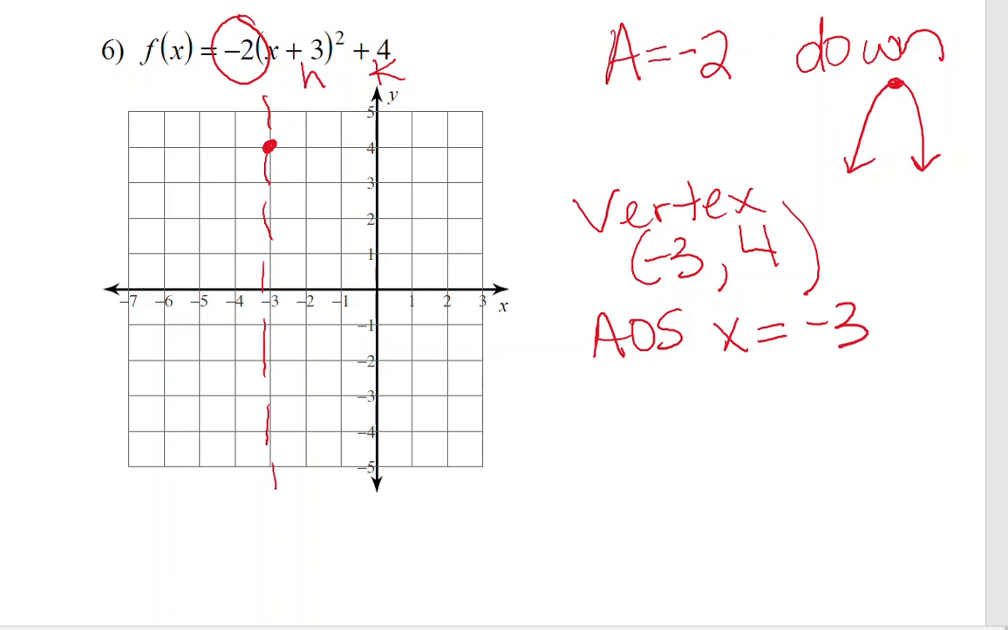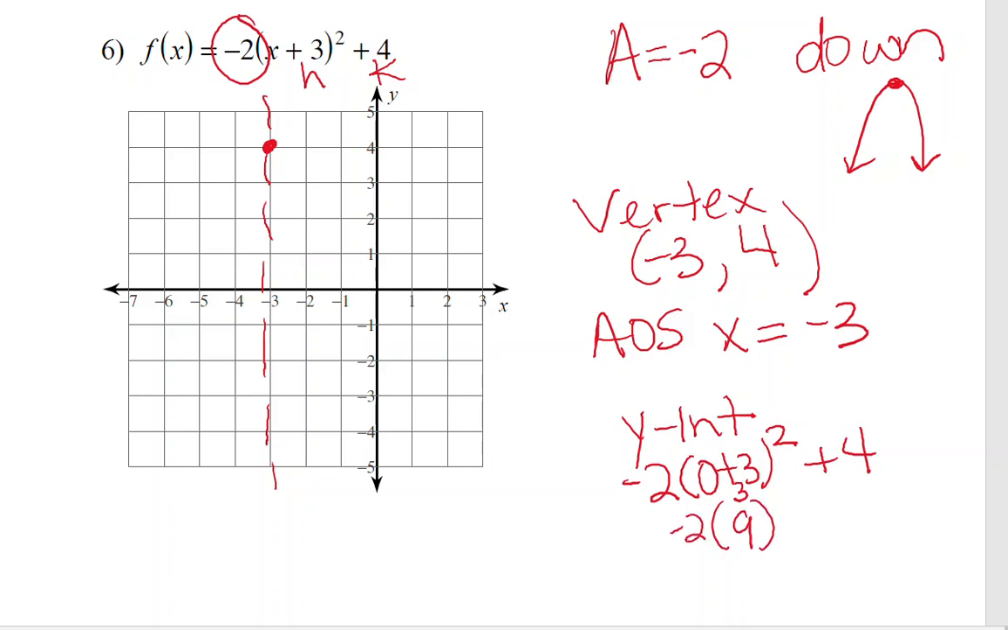Now let's find our y-intercept. We need to plug in 0 for x: (0 plus 3) squared times negative 2, then add 4. 0 plus 3 is 3. 3 squared is 9. 9 times negative 2 is negative 18. Negative 18 plus 4 is negative 14. So the y-intercept here is (0, negative 14).